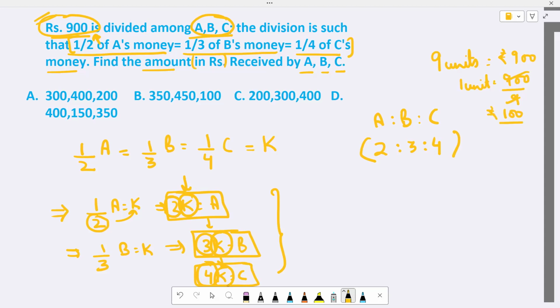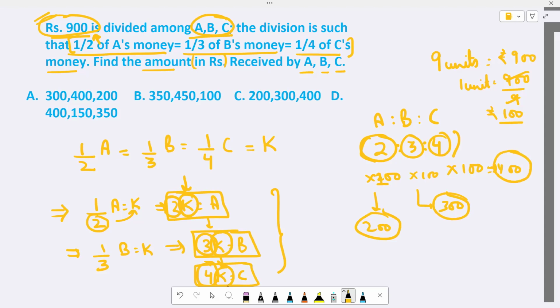Now they're asking the total amount received by them. So we'll multiply these units by the actual amount. So 4 into 100 is equal to 400. 3 into 100 is equal to rupees 300. Right? And 2 into 100 is equal to 200. So these will be the respective amounts, as we have followed in the previous questions. This will be the answer.